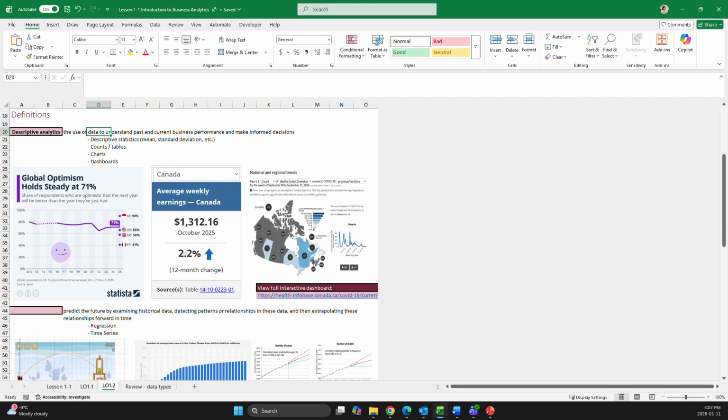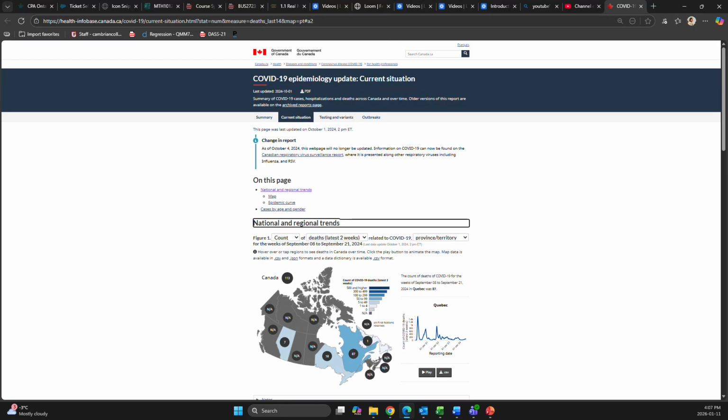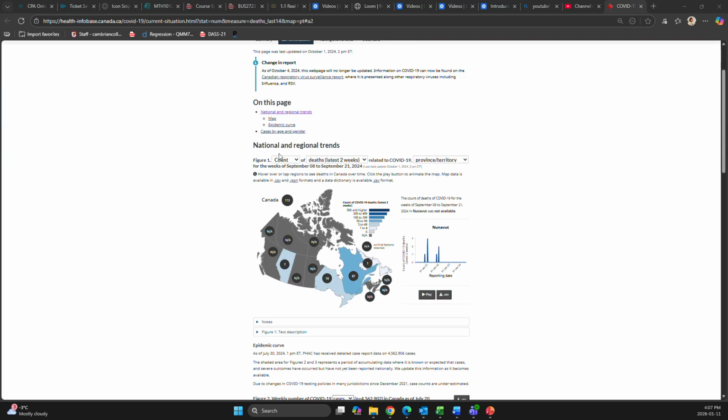And finally, this is a health-based dashboard. So if you want to view the whole thing, you can click the link. This one is a dashboard because it's interactive, but we'll learn more about dashboards in the next following lessons in the course. But this one shows counts of COVID-related deaths. It is an older dashboard because this one has data and it was last updated in 2024, so they haven't been updating it for over a year now.